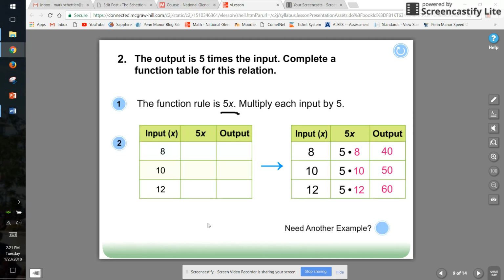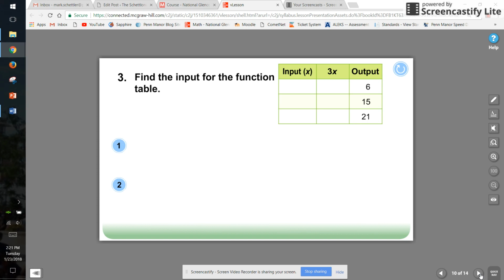There's our function table. The inputs are going to be 8, 10, and 12. We know that 5 times 8 is 40, so that's our output for the first line. 5 times 10 is 50, and 5 times 12 is 60. I have one more example I want to share with you before we end our screencast today.